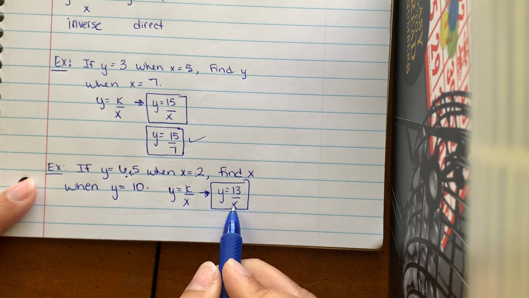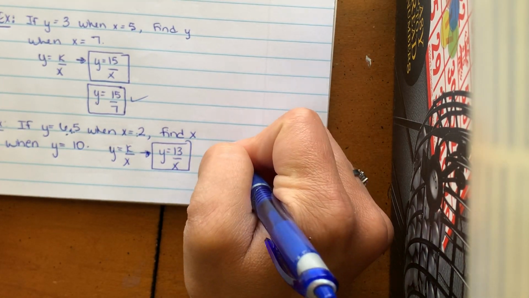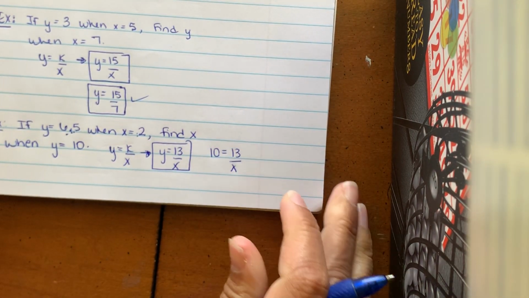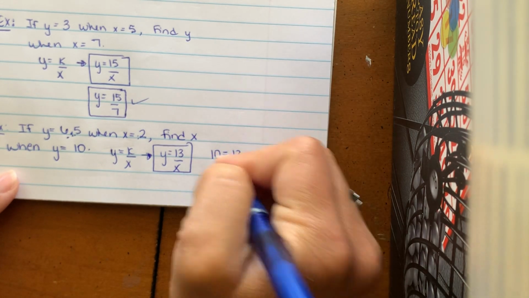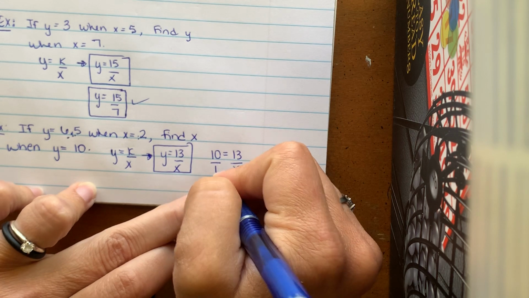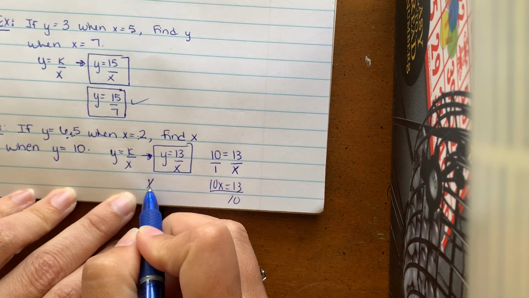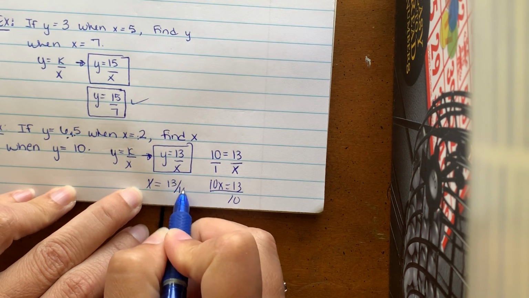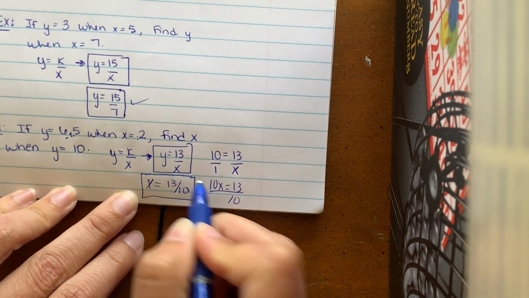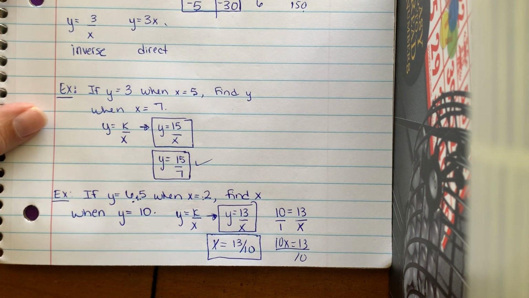So now we want to know what x is when y is 10. So we're going to plug 10 in for y. And we have to solve this equation for x. So to solve this equation for x, I could set up a proportion very easy. So I get 10x equals 13, divide by 10, x is 13 over 10. Super simple.